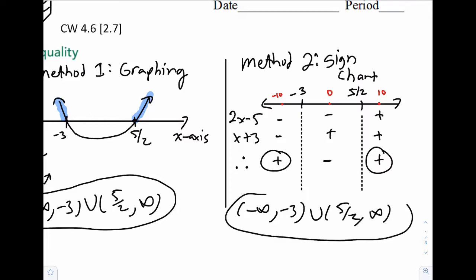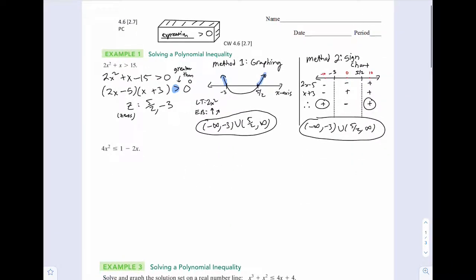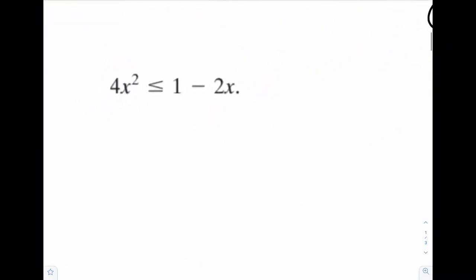Okay, let's try an example here. Let's do the same thing. 4x squared plus 2x minus 1 would be less than or equal to 0. Now, you'll quickly notice that if you try to factor it, this is not going to work, right? This is not factorable, which means to get the zeros, we've got to do the quadratic formula.